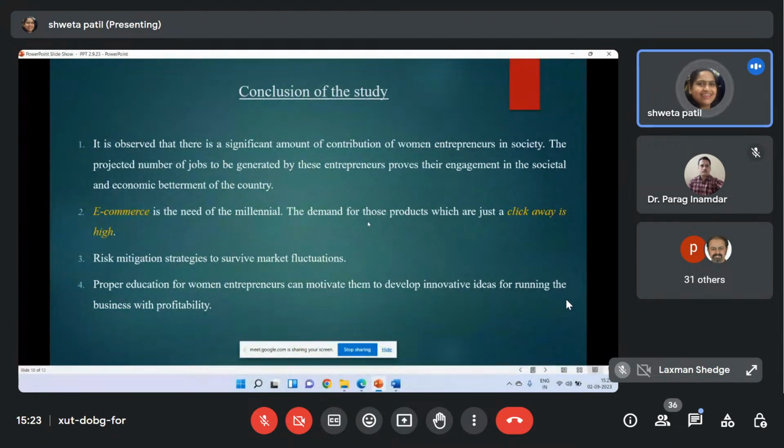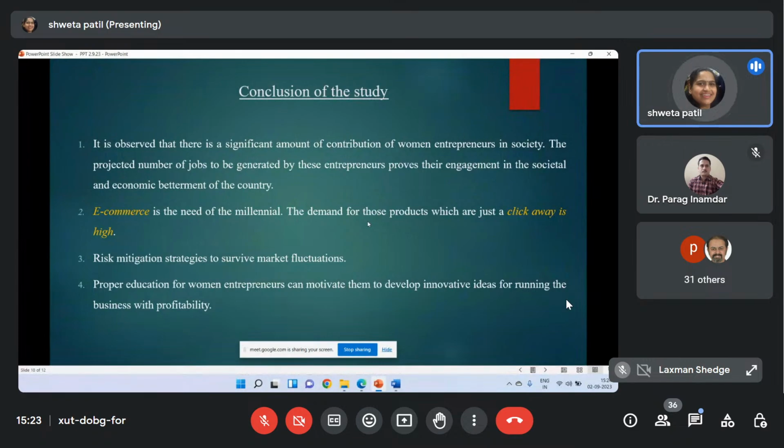Risk mitigation strategies are required so that they can survive market fluctuations. Many of the women entrepreneurs are able to mitigate their risks, but there are new entrants who need to have some education related to these mitigation strategies, which will help them again maintain and sustain their business in the market.